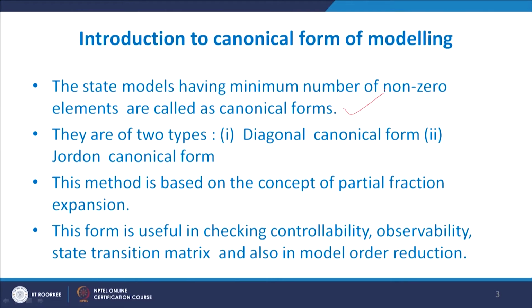The first point: the state model having the minimum number of non-zero elements is called a canonical form. So, you will find that in this particular form the number of non-zero elements is minimum, and the other elements are maximum zeros. Second point, there are two types: one is diagonal canonical form and the second one is Jordan canonical form.